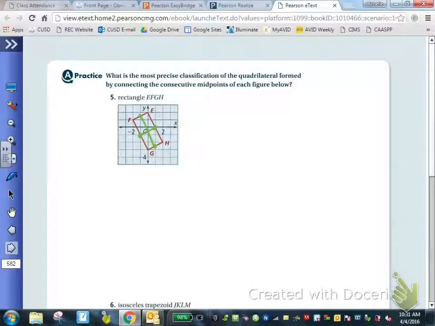But I don't really like that. I'm not going to do it the way the book wants us to do it. So you guys ready? It says to do the midpoints, but I don't like it. So when it asks us something like the most precise classification, that means that we're going to be looking at angles and we're going to be looking at side length. The first thing that I would suggest is that we probably want to look at slopes. We're probably going to do a whole bunch of stuff on these.